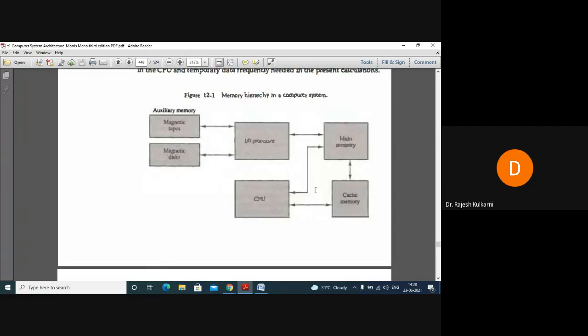Now, coming to main memory, how will we remember main memory? We know that main memory means RAM. You ask how much RAM is in your system, your laptop. So we say 1 GB RAM, 2 GB RAM, 4 GB RAM, 8 GB RAM, 16 GB RAM. So this is our RAM.